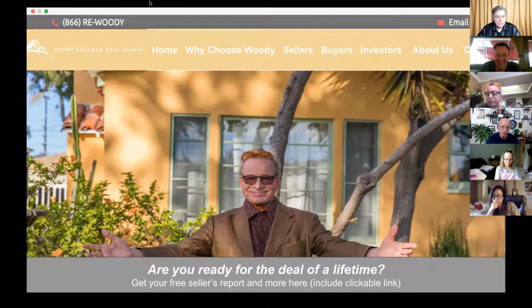That's why I don't understand the deal of a lifetime. If I'm selling the house, I want the most money that I can get. And if I'm buying a house, I don't want Woody because he's going to get the most money for the seller. Yeah, see how the message is mixed there? Deal of a lifetime is a promise to a buyer. The free seller's report sounds like it's for the seller. A buyer's guide would be more in line with what you would want to offer, with the deal of a lifetime being your promise.